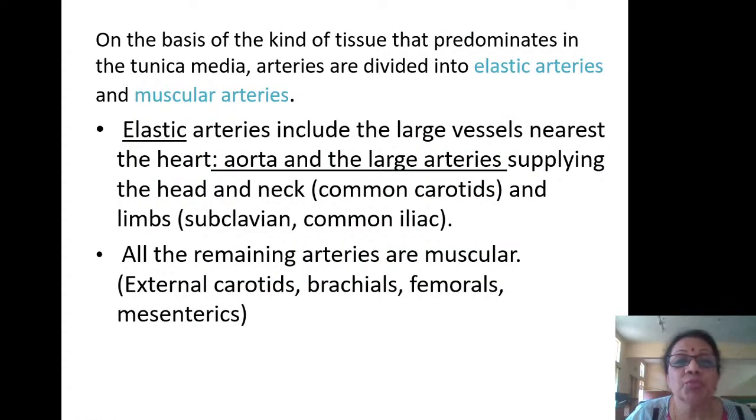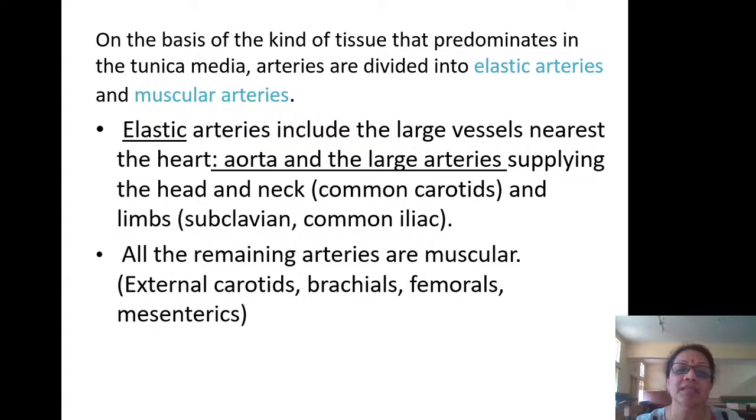Now, depending on which tissue is predominating, we divide arteries into two types, elastic and muscular. If the tunica media has a lot of elastin, it's an elastic artery. If the tunica media has a lot of smooth muscle, it is a muscular artery. The ones closest to the heart, which have to distend the most to absorb the pressure of the heartbeat, are elastic arteries. They are the largest vessels.